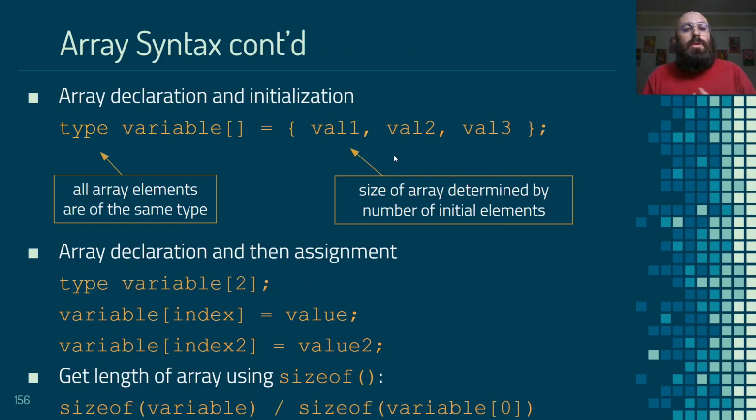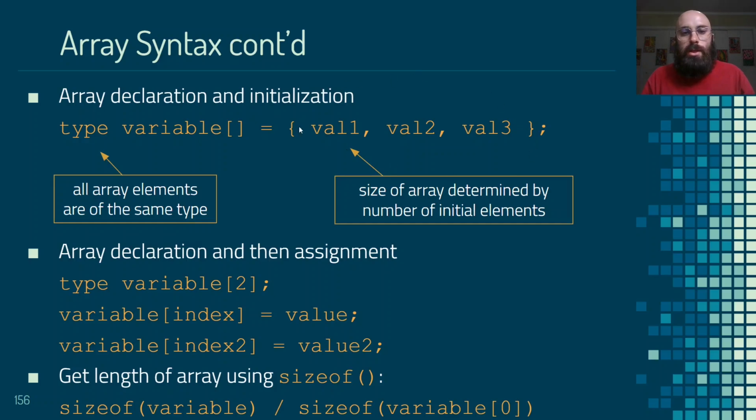And this is how you could declare and initialize it. So we would still have here on the left-hand side the type, followed by the variable name and then square brackets, but we don't need to put the size inside of here, because what it's going to do is infer the size from the number of elements that we're assigning here on the right-hand side.